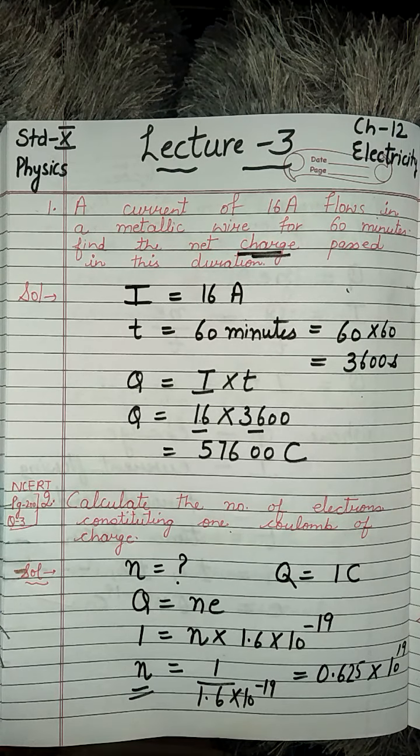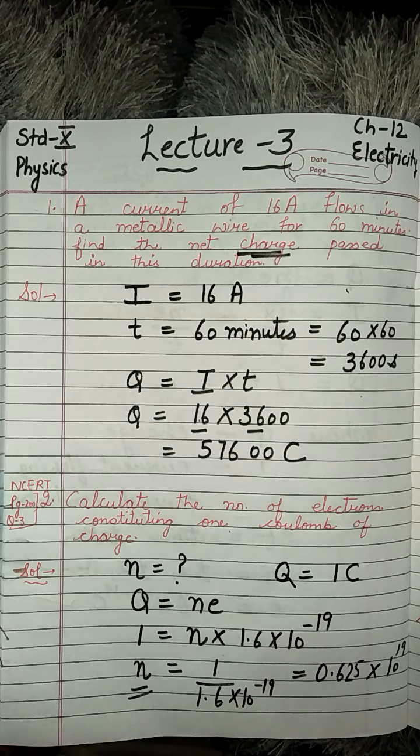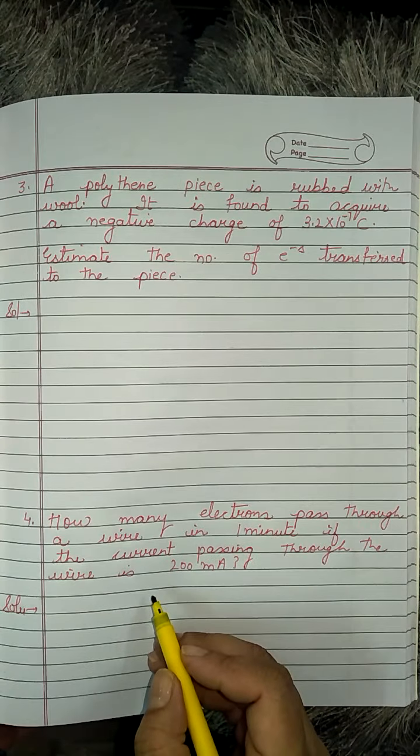So number of electrons has no unit; a number does not have any unit. So this is your answer, that is 0.625. You can check it yourself. Fine. Now question number 3. Let us go to question number 3.